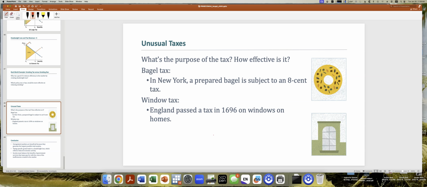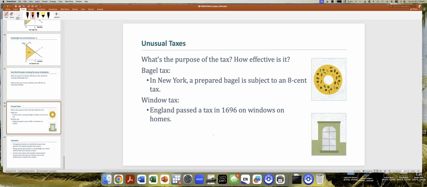The only other thing you can have here is some unusual taxes. These are kind of interesting, but I'm not sure. The author decided to make a slide about it, and it's talked about in a textbook.